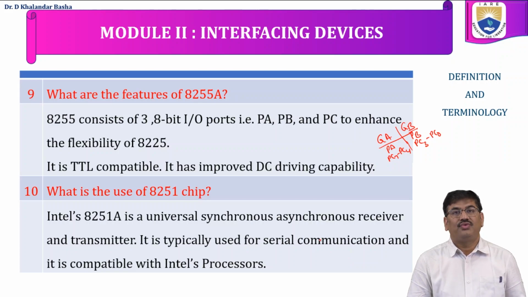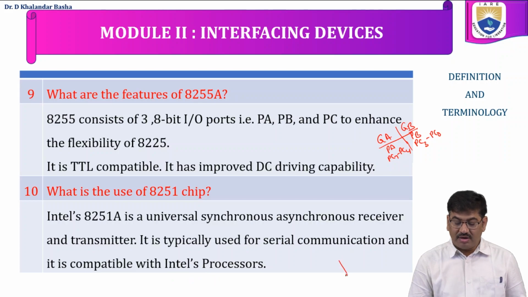What is the use of 8251 chip? So 8251 is a USART, where USART stands for Universal Synchronous Asynchronous Receiver Transmitter. So Intel's 8251A is a Universal Synchronous Asynchronous Receiver and Transmitter. It is typically used for serial communication and it is compatible with Intel processors.